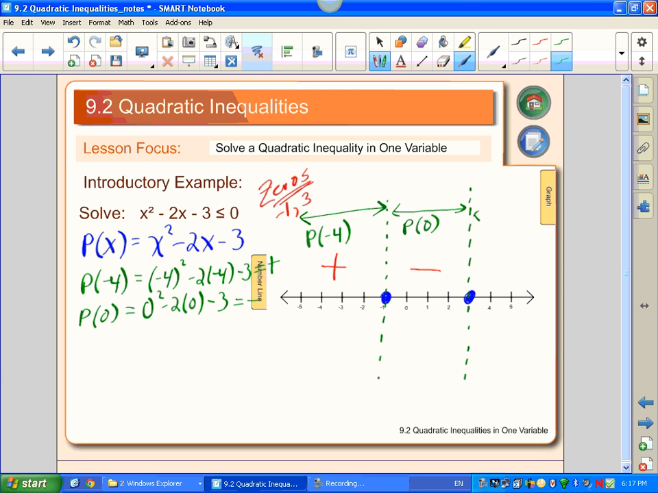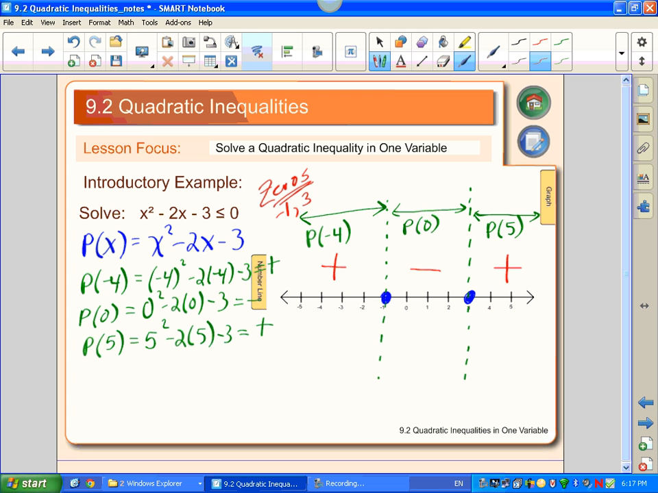So very similar to what we've already done. Let's pick a number in this region. Let's pick 5. So in this polynomial, I put in the value 5. Then I have 5 squared minus 2 times 5 minus 3. 25 minus 13 is positive. So this region is positive.